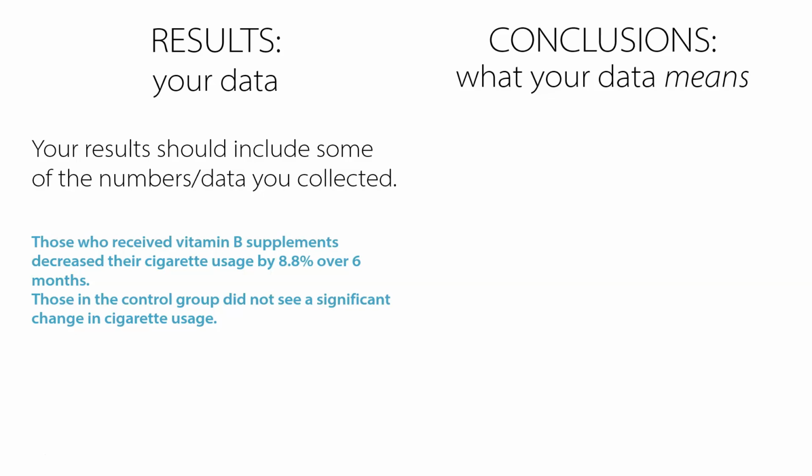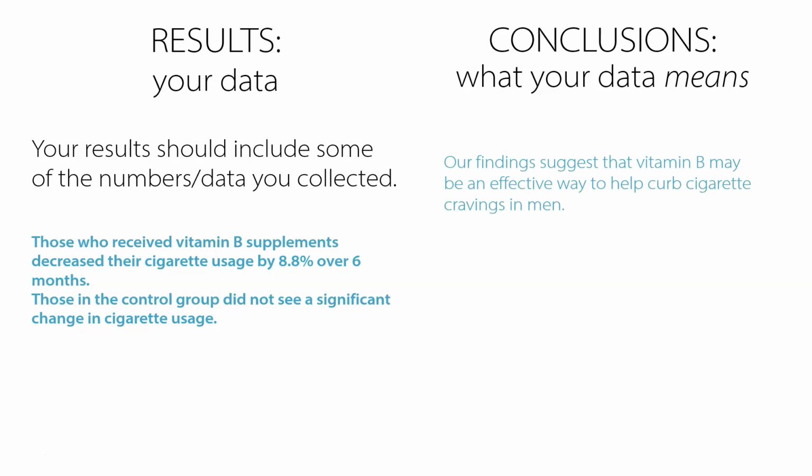We did control for a lot of things, but maybe the start of the experiment was around the holidays, which is very stressful for many people, and that's why they were smoking so much. Or maybe these people started to go to therapy and started making improvements on their addiction. There are so many things that could have been involved that we can't really say for sure what the cause was. So instead we say our findings suggest that vitamin B may be an effective way to help curb cigarette cravings in men. We don't say our findings show that vitamin B will curb cigarette cravings in men.